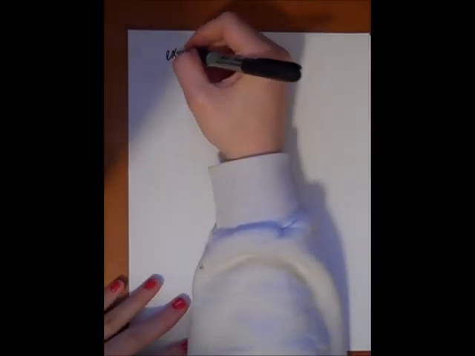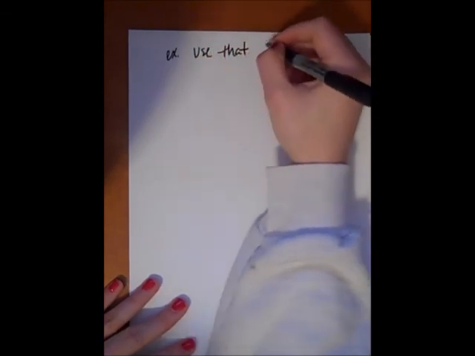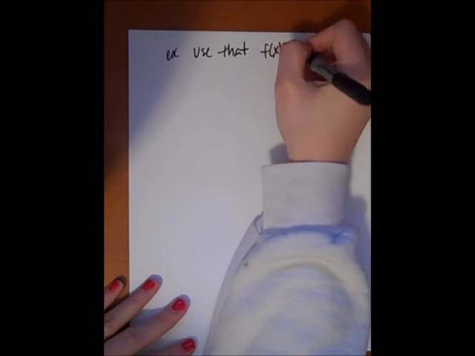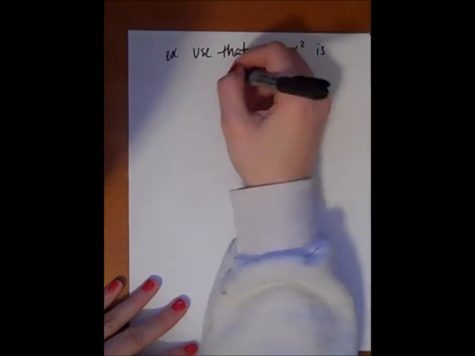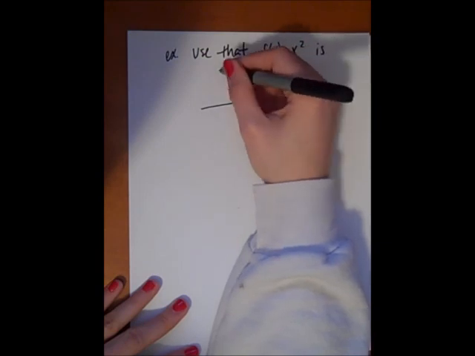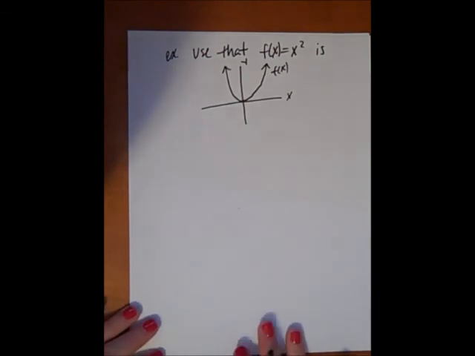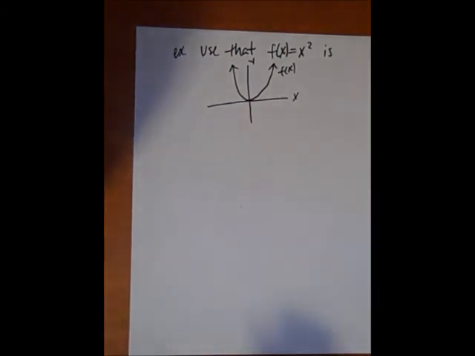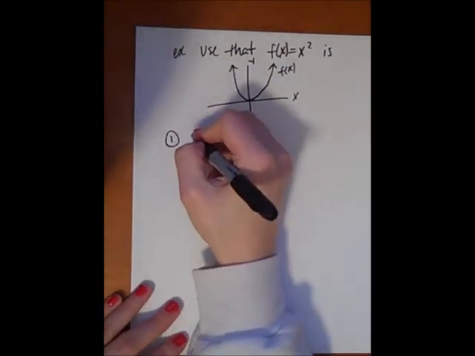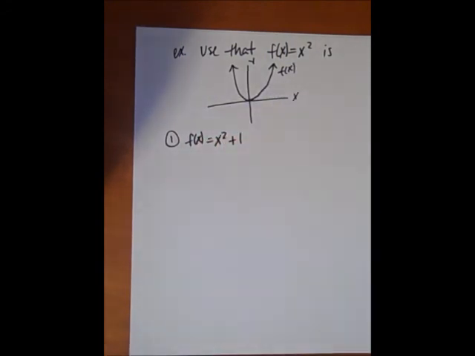In these examples, we're going to do 3 of them. We're going to use that f of x, which is x squared, is the following graph. It's just the parabola centered at the origin. So we're going to use this graph to answer a lot of questions. First example. Let's graph f of x is x squared plus 1.